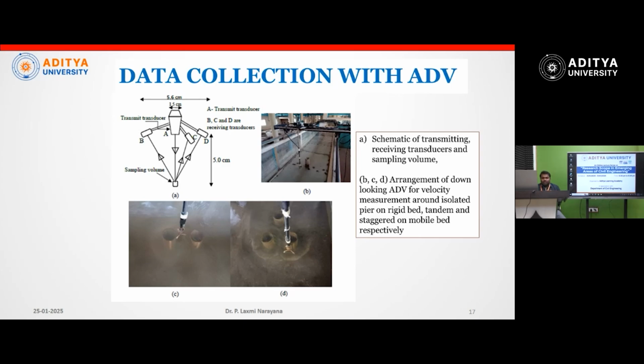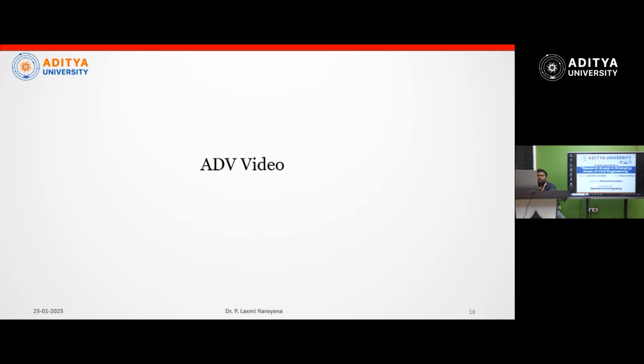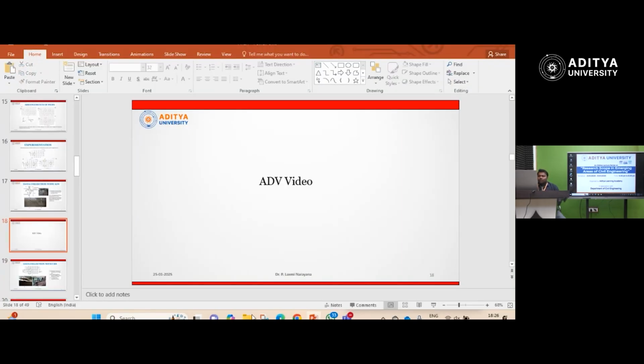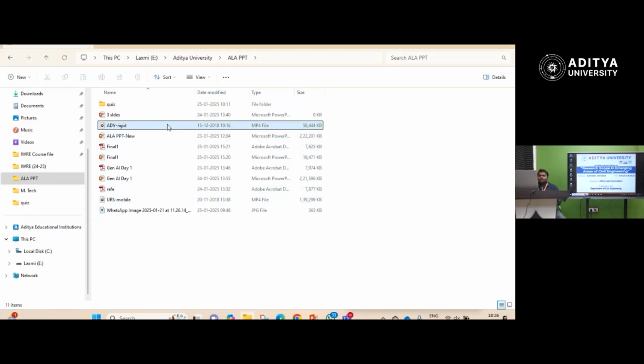The advantage of this ADV is, for a particular fluid particle, it will detect not only x direction velocity, it will give y direction as well as z direction velocity also. So that is the main advantage of this ADV. On the other hand, ultrasonic ranging will give only the instantaneous bed elevation, at that instant, what the bed level is. I will show a small video of how the ADV data was collected during my experimentation.